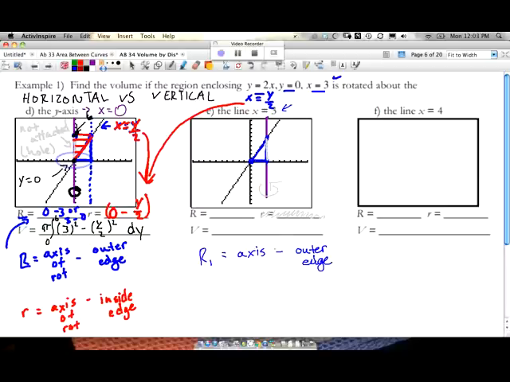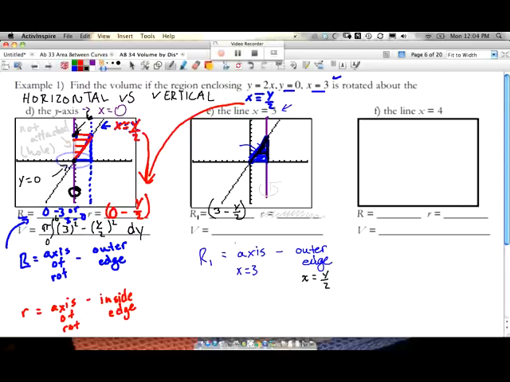What's the axis? Well, the axis is x equals 3. And the outer edge is this line here, because it's lines here that go from this outer edge to this axis, and we've got these lines going across. And the outer edge is x equals y over 2. So R1, big R, is 3 minus y over 2.